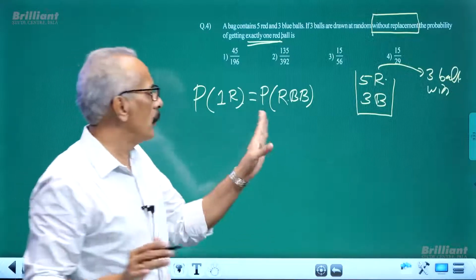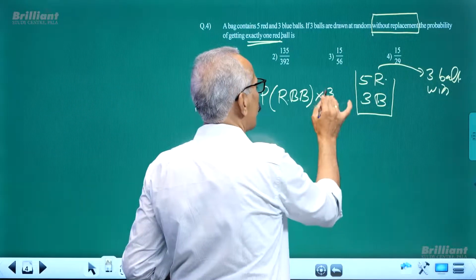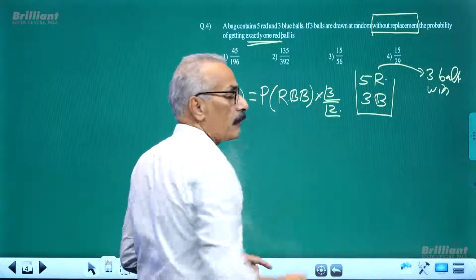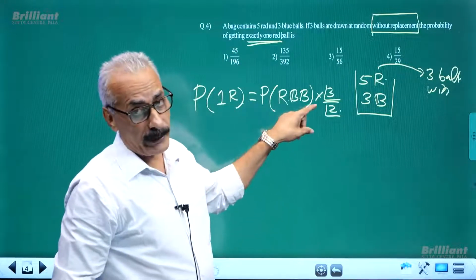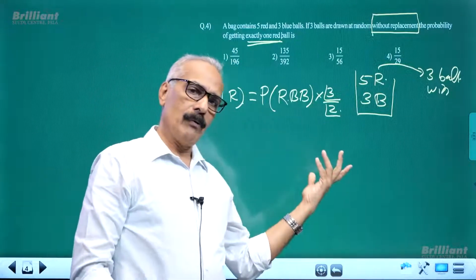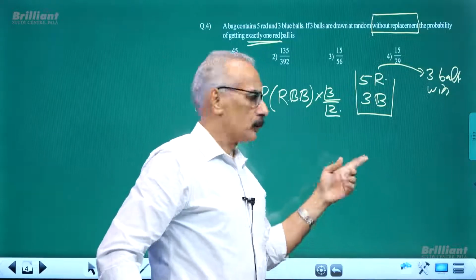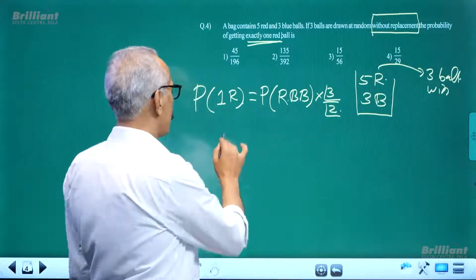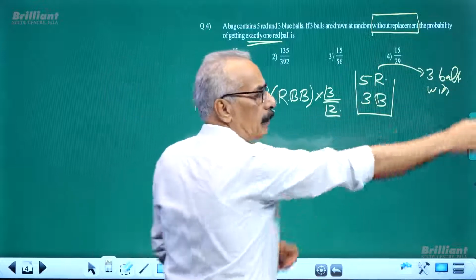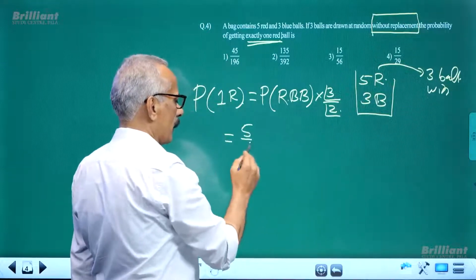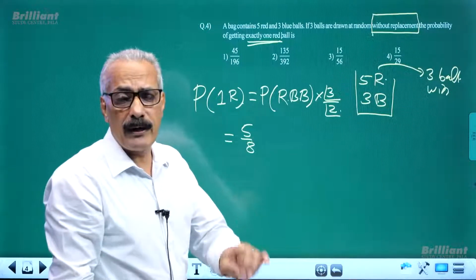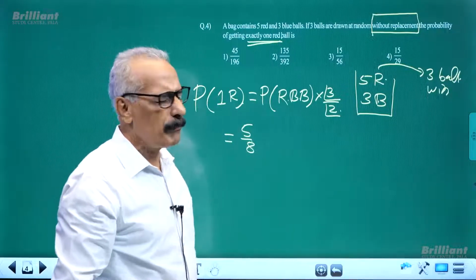Is it necessary? No. Into this is 3 factorial by 2 factorial. Why? First can be blue, second can be red, third can be blue, or first and second are blue. That's the arrangement. Now I go and take a red ball. That means 5 divided by 8, the number of red balls divided by the total number of balls.